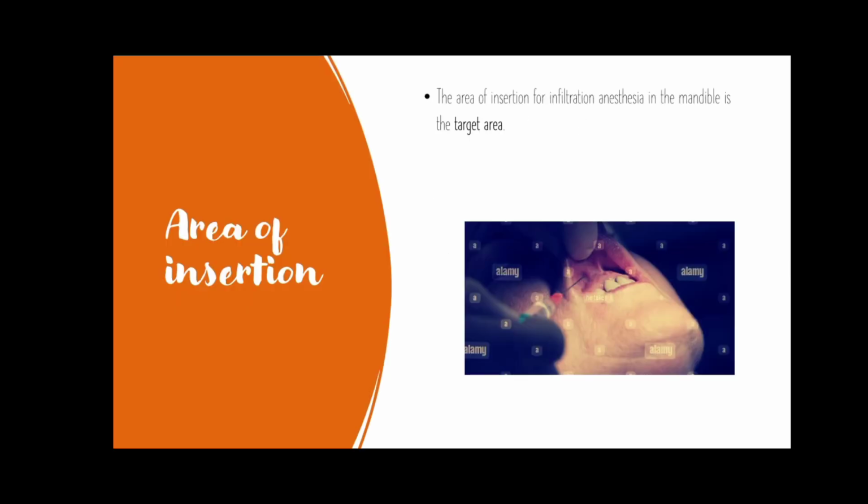Area of insertion. The area of insertion of the infiltration anesthesia in the mandible is usually the mucobuccal fold adjacent to the target tooth. For anterior teeth, insert near canine or incisor apices. For lingual infiltration, which is optional, insert in the lingual sulcus.